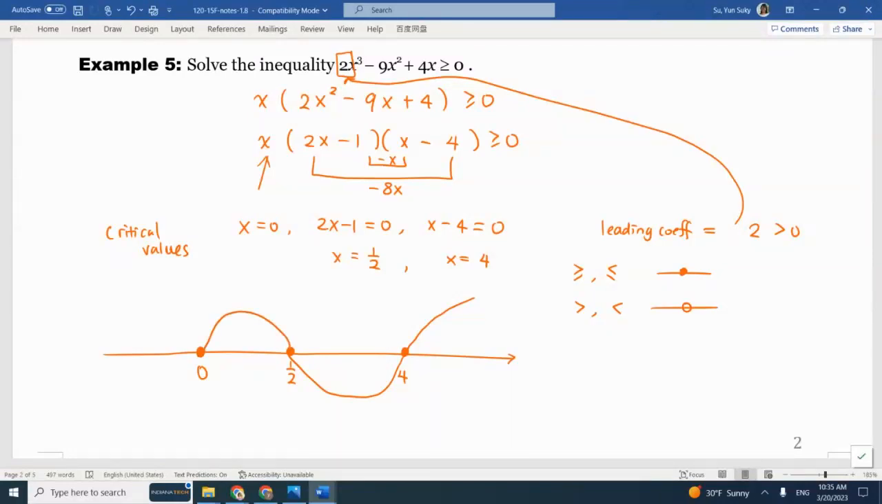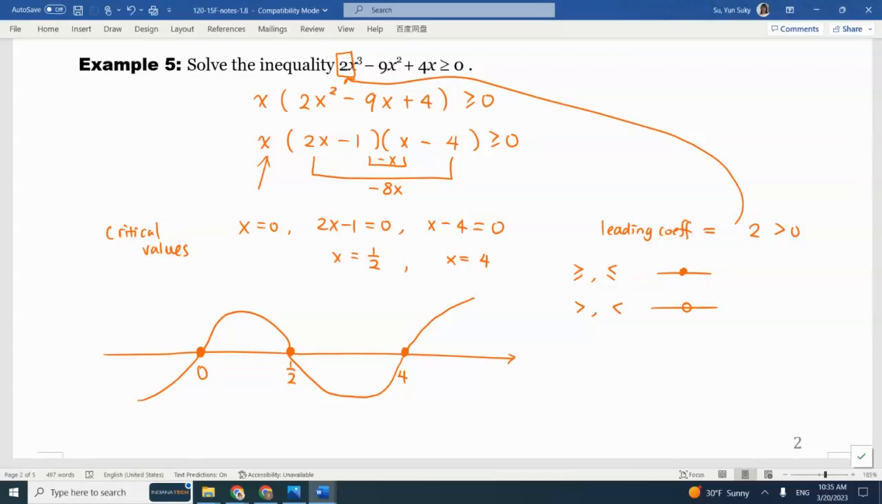Zach, 0. What's the multiplicity? 1, yes. Multiplicity is the power. And these numbers are the roots or the zeros of the function. Multiplicity is the power of the factor. 1 is odd, so cross. Cross, yes.